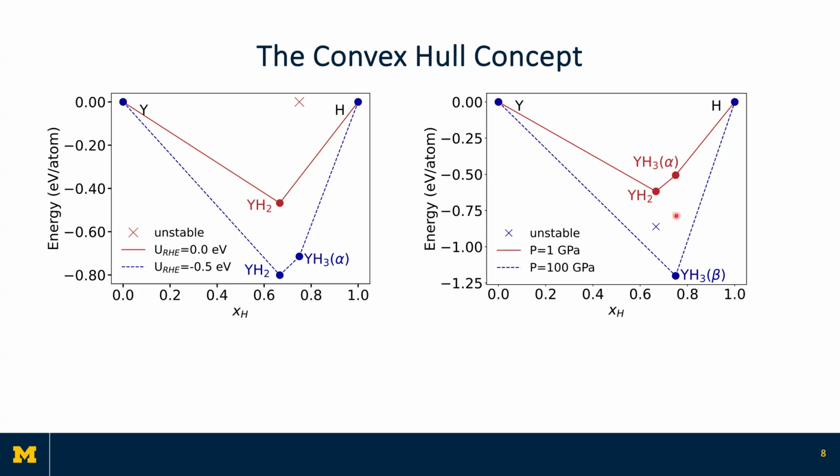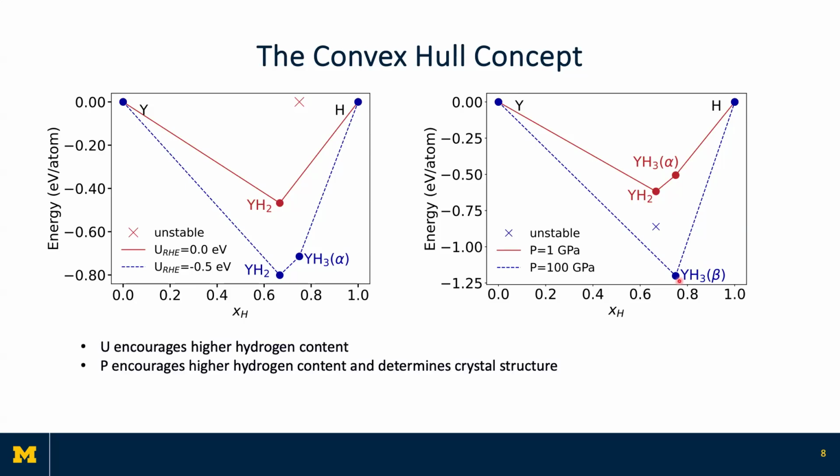And another thing that I want you to notice is that it can also lead to different phases. So at 1 gigapascal pressure, the YH3 alpha phase is stable, whereas at 100 gigapascal, the beta phase is stable. So both approaches, more negative URHE and increasing pressure, increase the hydrogen content in your yttrium hydride, but the pressure has this additional effect where it also determines what crystal structure is most stable. And you need to know the crystal structure to be able to determine, for example, if it's a superconductor or if it has certain mechanical or thermal or other properties. So the structure also matters, not just the composition.